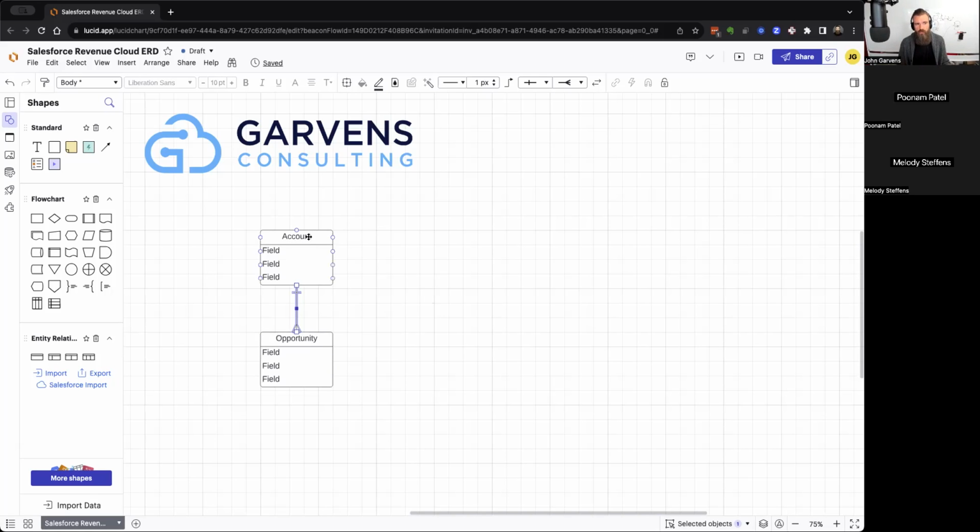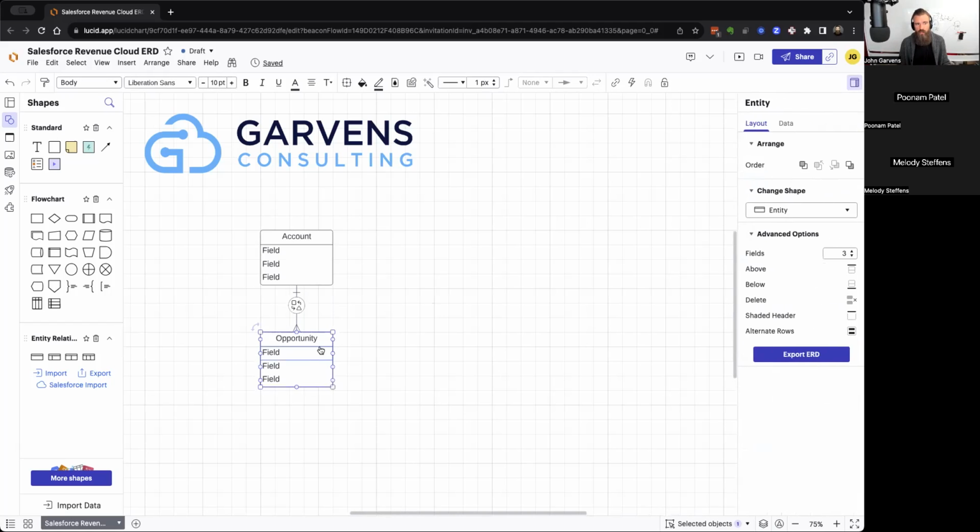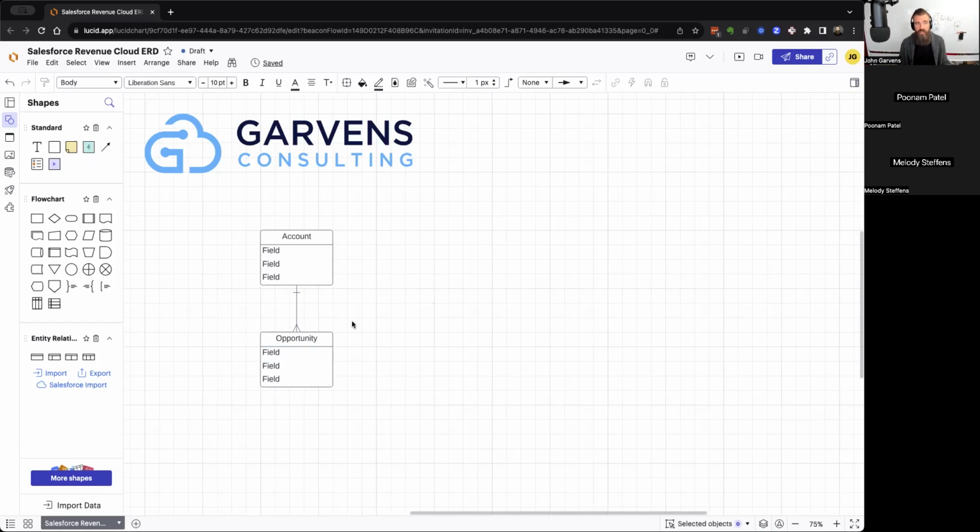Our opportunities roll up to the account. I can have many opportunities on an account. If you're new to the idea of entity relationship diagrams or ERDs, that's what this symbol means here. I have a one-to-many relationship. One account can have many opportunities. We see the many designated here by the little fork at the bottom, and that's connected to a singular object up top.